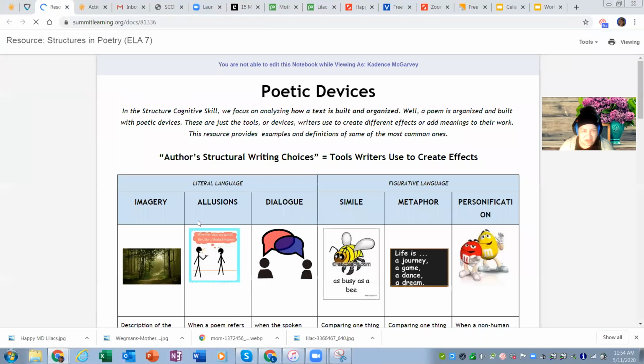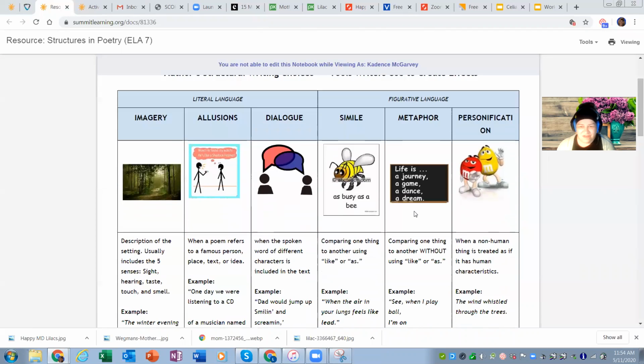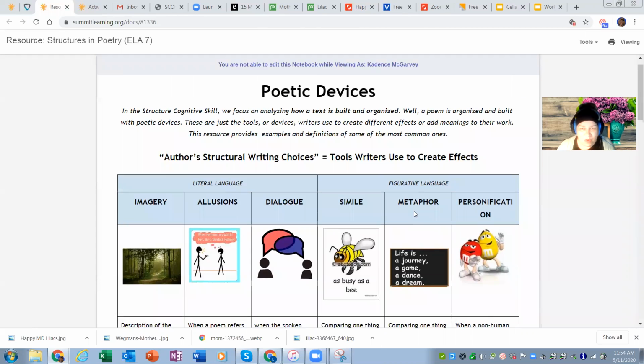There's a little graphic organizer that has pictures of different types of things in poetry, and you'll see this more than once. What is imagery, allusion, simile, metaphor? This is a good thing to add into your poetry so that people get an idea of what you're talking about.